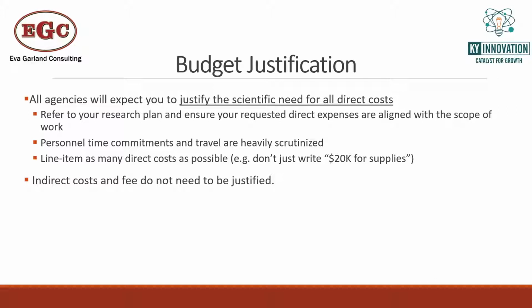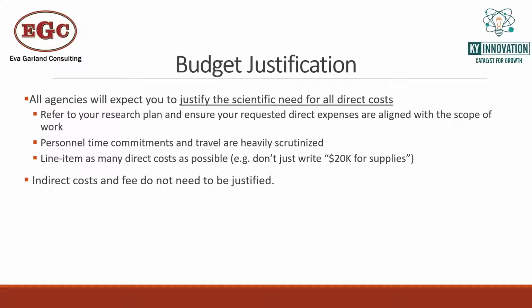You do not need to justify at time of application your indirects and fee. Some agencies might ask you to justify at time of award for specific mechanisms, but you can just put down the allowable amounts for your indirects and fee. And one thing that I haven't mentioned is that as you get more mature as a company, you may at some point be negotiating your indirect rate with the government.